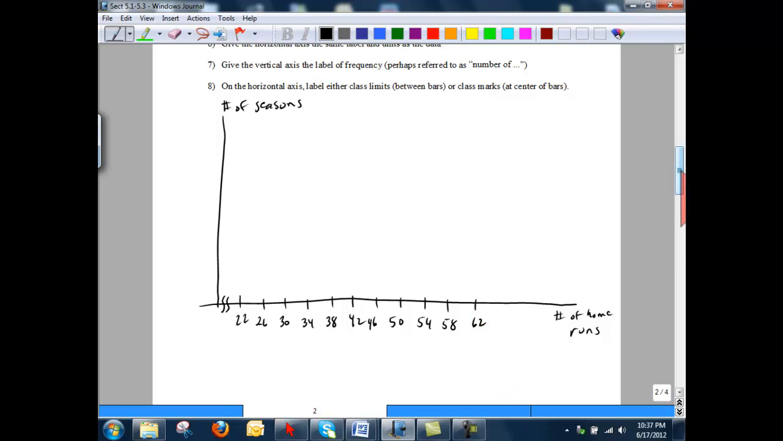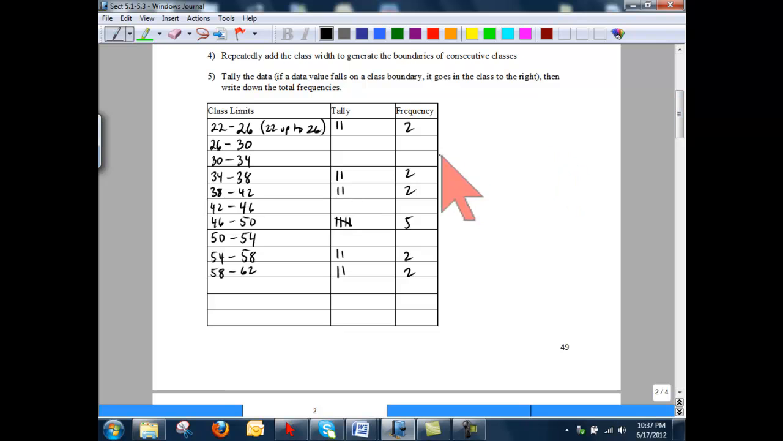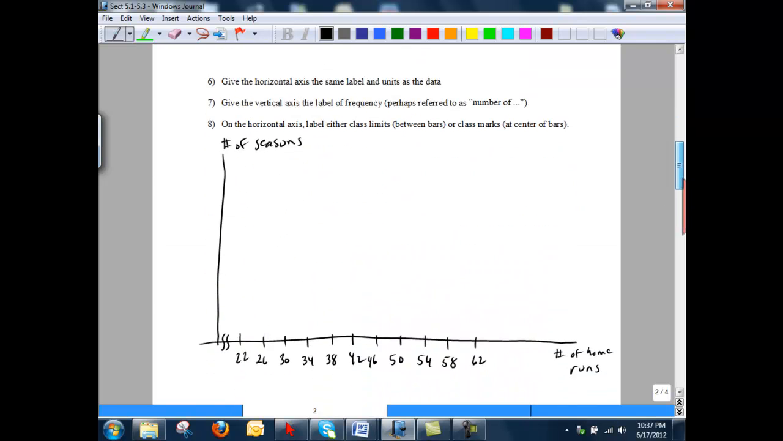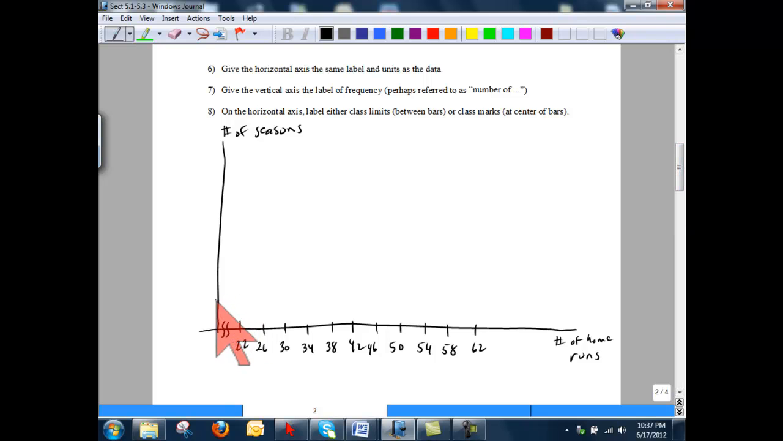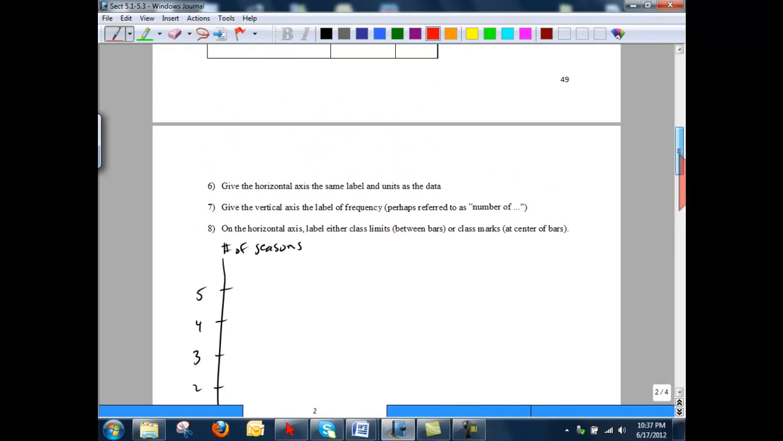On the vertical axis, the number of seasons goes between, well, 0, there are a number of zeros, up to as many as 5. So there's no real reason that I need to do a scale break on the vertical axis. I'll just put the range between 0 and 5. All right, now we're ready to draw the histogram itself.